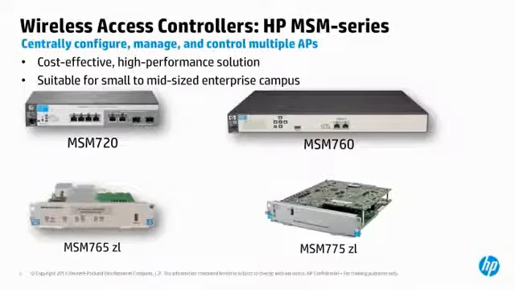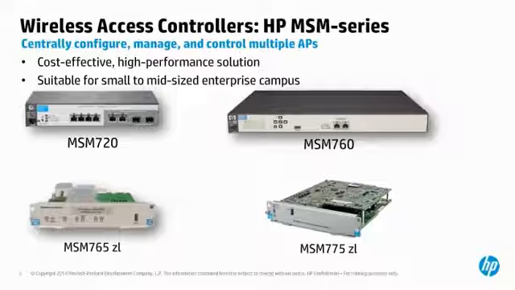HP's MSM controller series offers a cost-effective, high-performance solution for the mid-size enterprise campus. This solution supports all current standards while offering comprehensive security, threat protection, and high-availability features. The MSM 720 supports from 10 to 40 APs and 250 concurrent clients. Up to 2 controllers can be teamed together for redundancy. The MSM 760 supports up to 200 APs per controller. However, you can team up to 5 controllers to control up to 800 APs for increased scalability and redundancy.